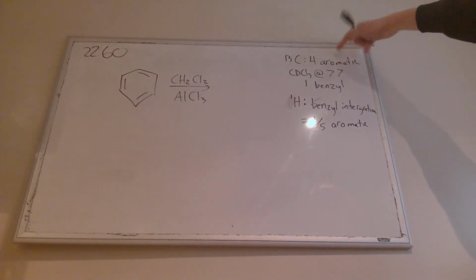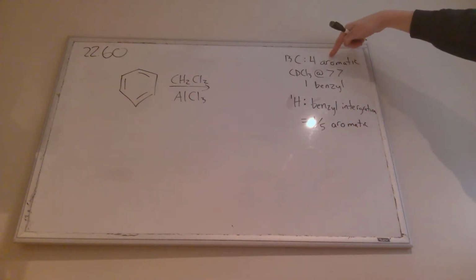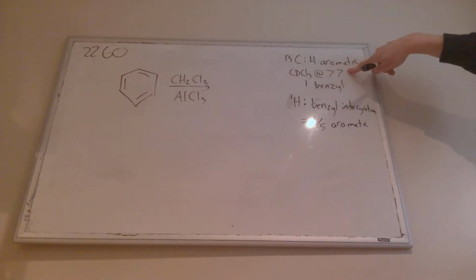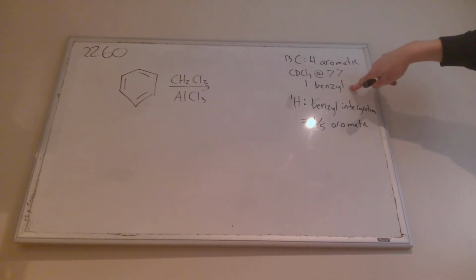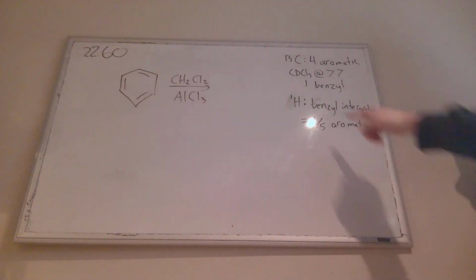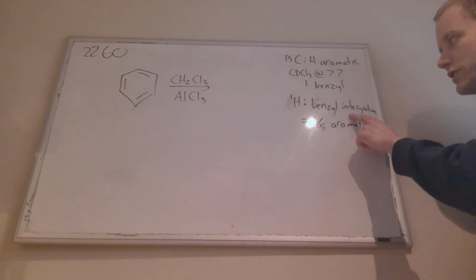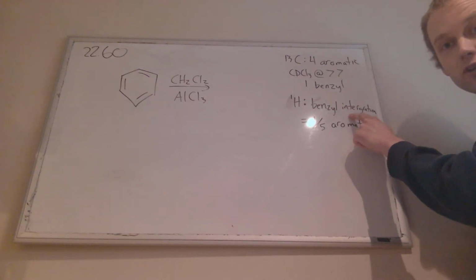The carbon NMR has 4 aromatic peaks. We have the deuterated chloroform peaks around 77, so we can ignore those. That's solvent peaks from running the NMR. And then we have 1 benzyl peak that we see as well. If we look at the proton NMR, we also see a benzyl peak, which makes sense.